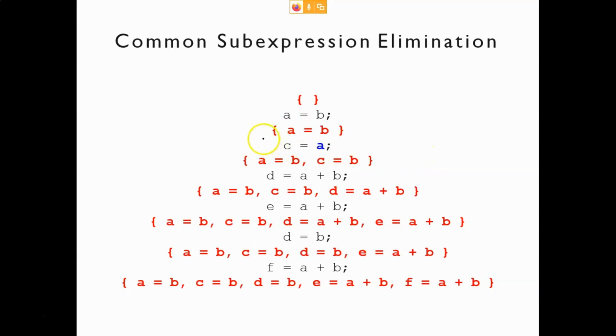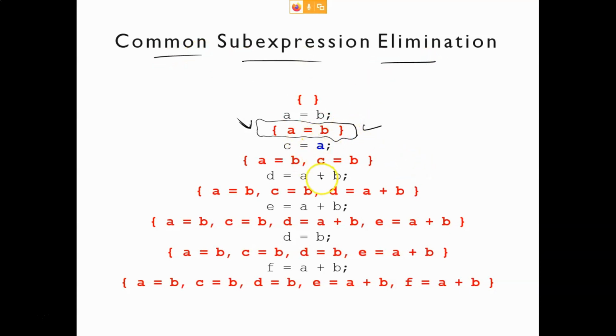Remember our algorithm, what it is doing: our algorithm is using the available expressions. We are only using this set of available expressions. By using this set of available expressions, we can do this CSE, common sub-expression elimination. This is what we can do.